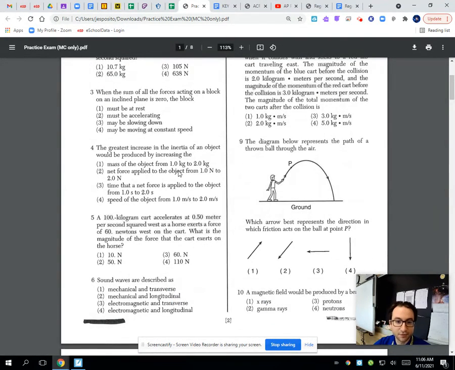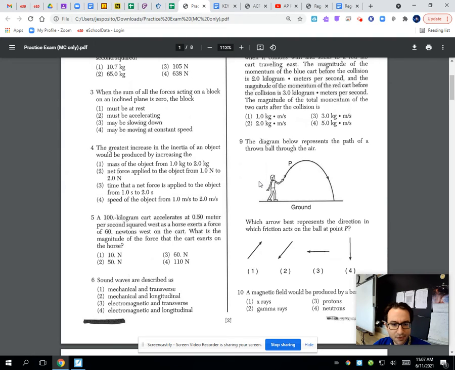Number 3, when the sum of all forces on a block on an inclined plane is zero, the block, well, in any condition, when forces sum to zero, that means we don't have acceleration. An object could be at rest or it can be moving at constant velocity. So based on our answer choices, maybe moving at constant speed is our only choice. Must be at rest, well, it could be at rest, doesn't have to be. It could be constant velocity, so the words must and may have relevance here. Choice 4 is what we want.